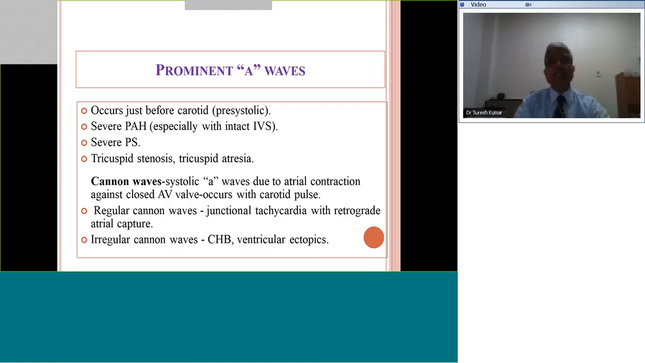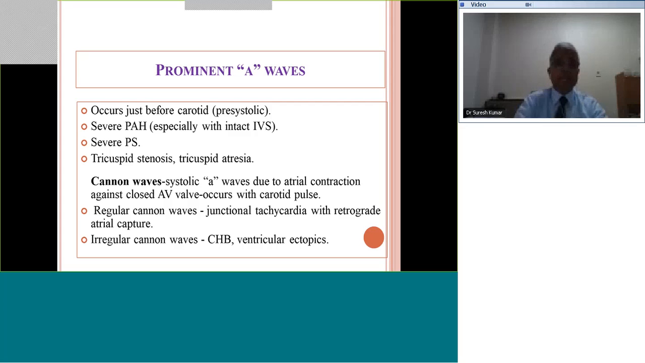Something that should be distinguished from a prominent A wave is a Cannon A wave. A Cannon wave is a systolic A wave. Remember, the regular A wave is a presystolic A wave. It's a diastolic event. So a Cannon wave is a systolic A wave due to atrial contraction against closed AV valves. It occurs with the carotid pulse. You have your hand on the opposite carotid. You see the A wave when your hand is feeling the carotid pulse. That is a Cannon wave.